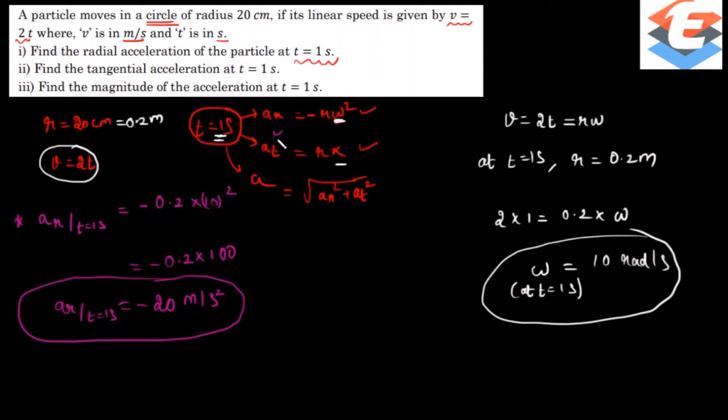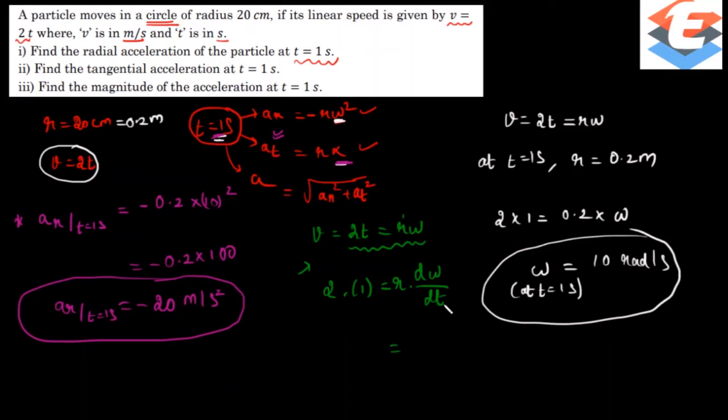Now, how to find out tangential acceleration? For tangential acceleration, I need alpha when time is 1 second. So how to solve that? Simple, we know velocity is equal to 2 times t, right? And that is nothing but r into omega. Differentiate this equation on both sides with respect to time. The 2 will be constant, and the differentiation of time with respect to time will be 1. On the other side, r is constant, so I bring r out, and differentiate omega with respect to time.